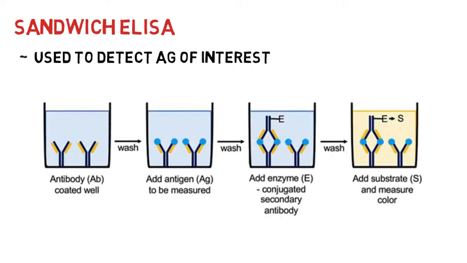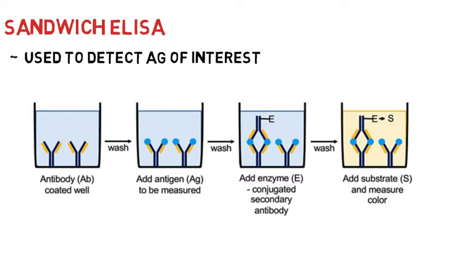Sandwich ELISA is used to detect the antigen of interest. In this, two antibodies specific to different epitopes on the same target antigen are used. The capture antibody is bound to the bottom of the microplate well and binds one epitope of the antigen when the sample is added. Then a secondary antibody conjugated with the enzyme is added and binds to the antigen at a different epitope.